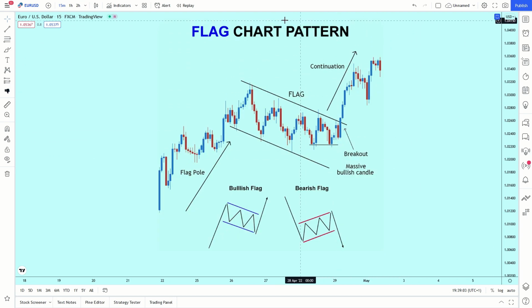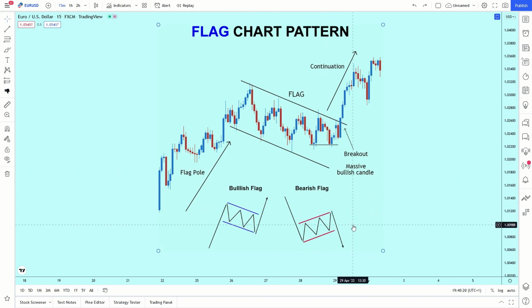First I want to explain this flag pattern. It is a continuation chart pattern because we expect price to continue in the same direction as before. As you can see here we have an uptrend, so price went up. And then this flag chart pattern occurred, price broke it and continued to go up. So after price breaks this flag pattern, we expect price to continue to go in the same direction as before. In this case, up. So this is a bullish flag.